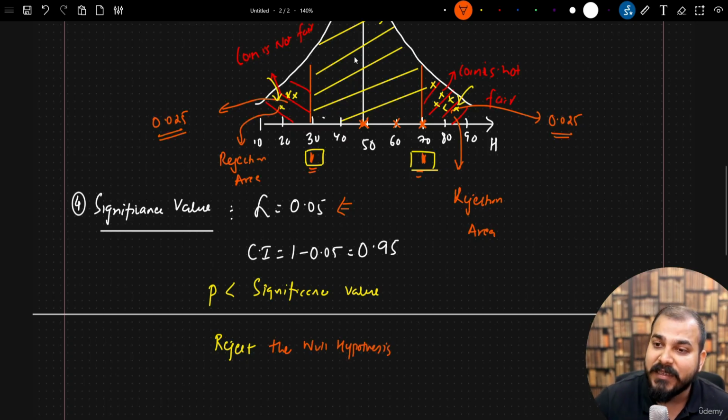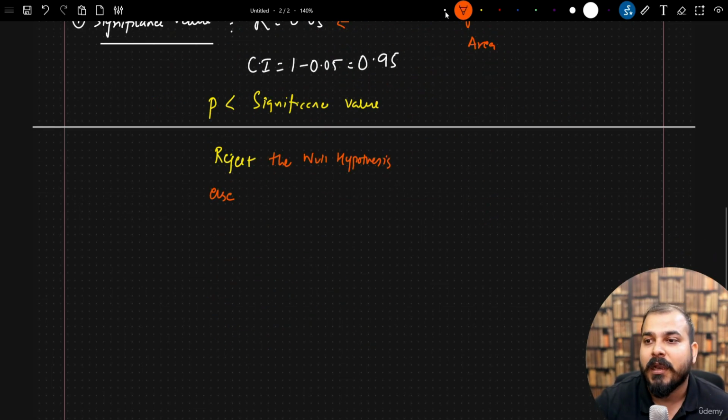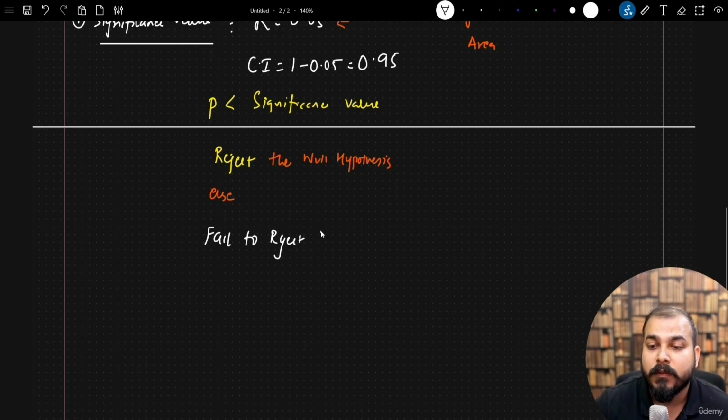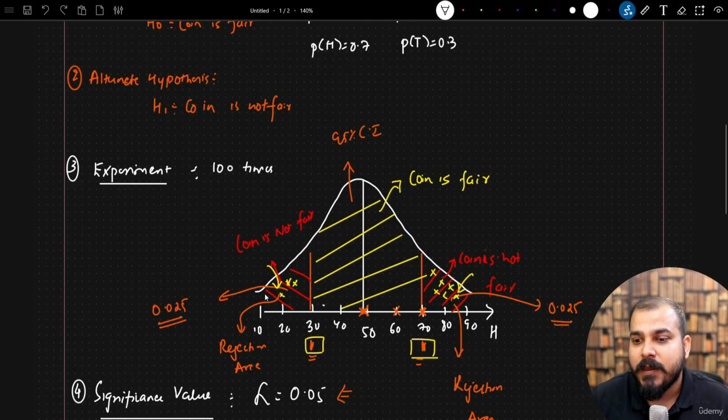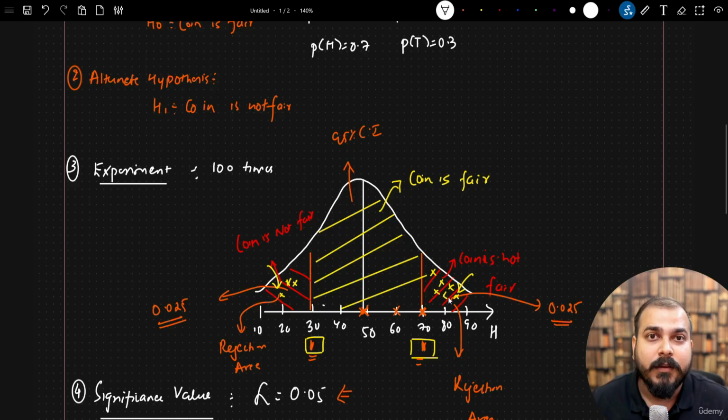And if it is present in this region, else we fail to reject the null hypothesis. We basically mention it as fail to reject the null hypothesis. So I hope you are able to understand what the confidence interval is over here. A 95% confidence interval basically means that for any experiment I perform, if the result comes within this region, I will fail to reject the null hypothesis. If it comes in this region, I will reject the null hypothesis, in short.